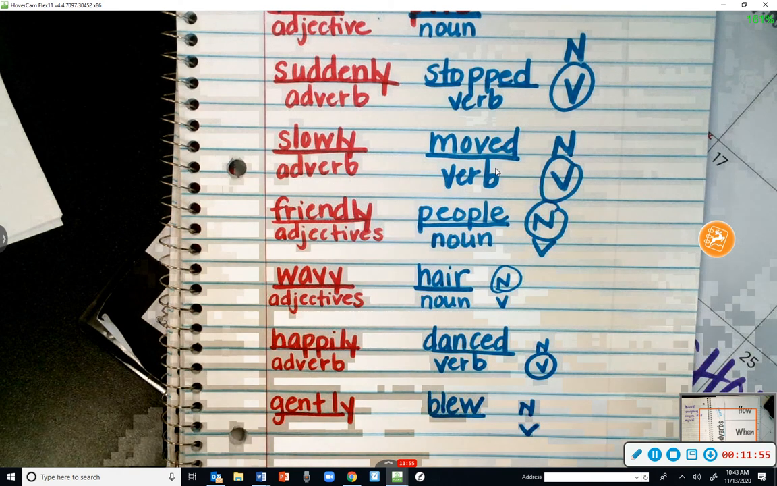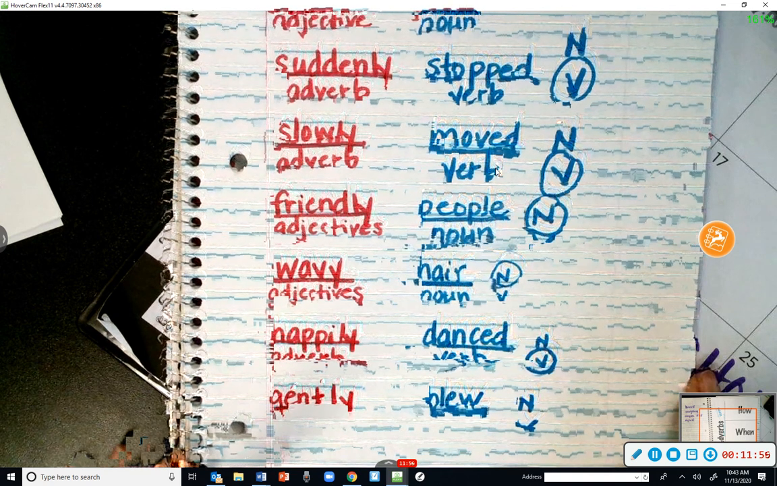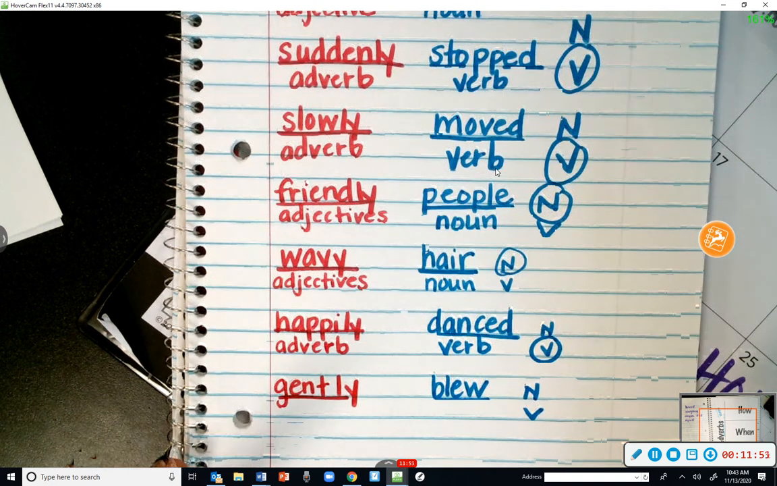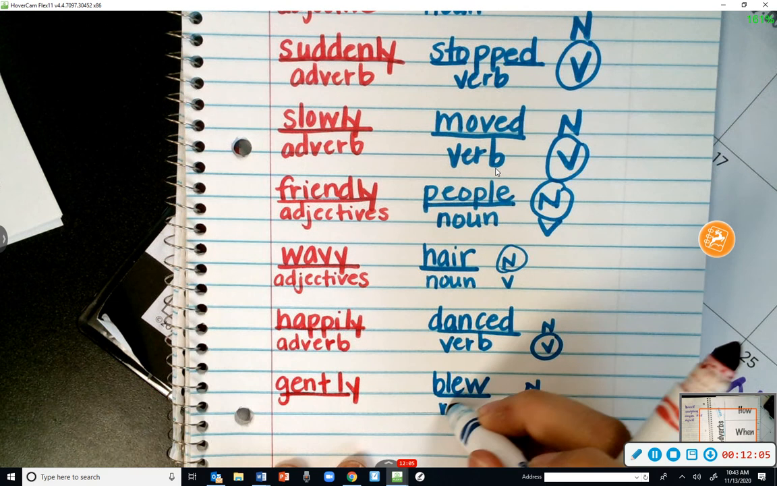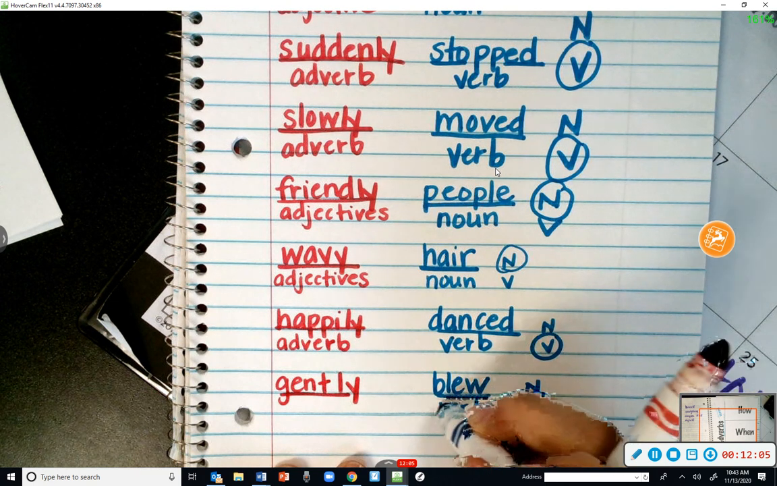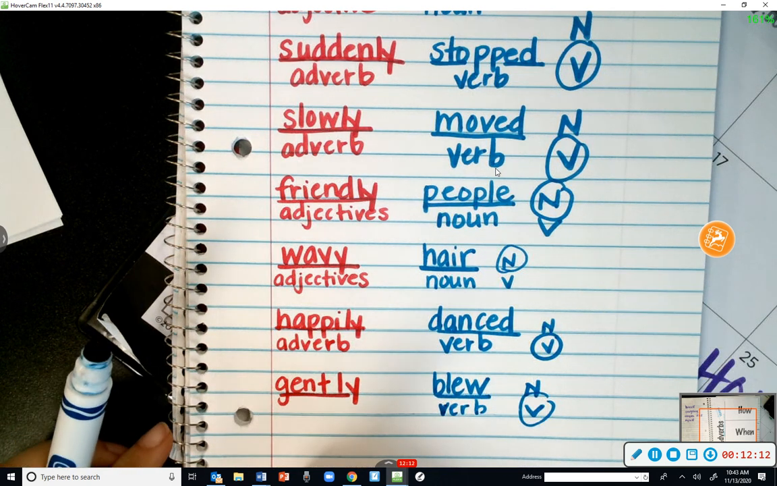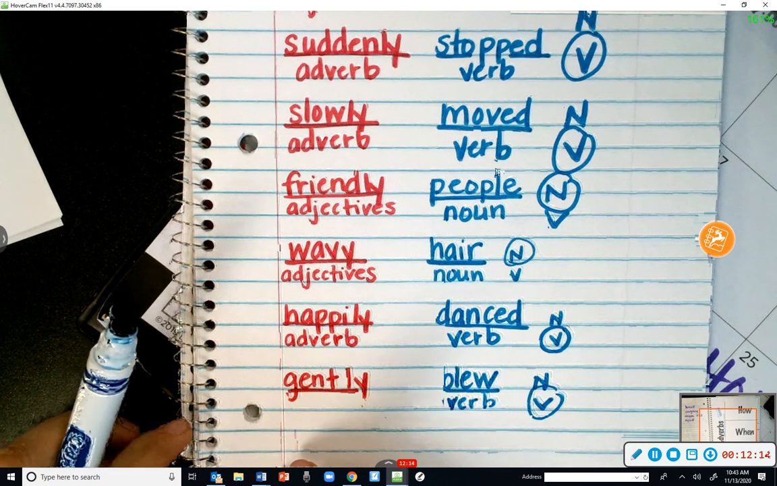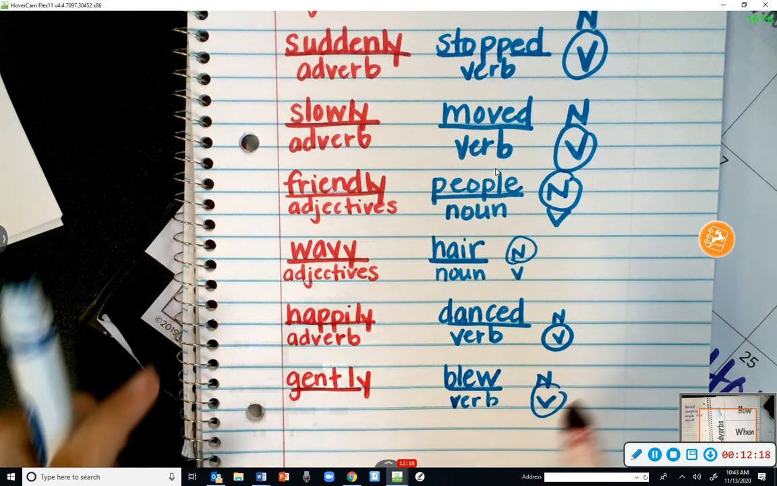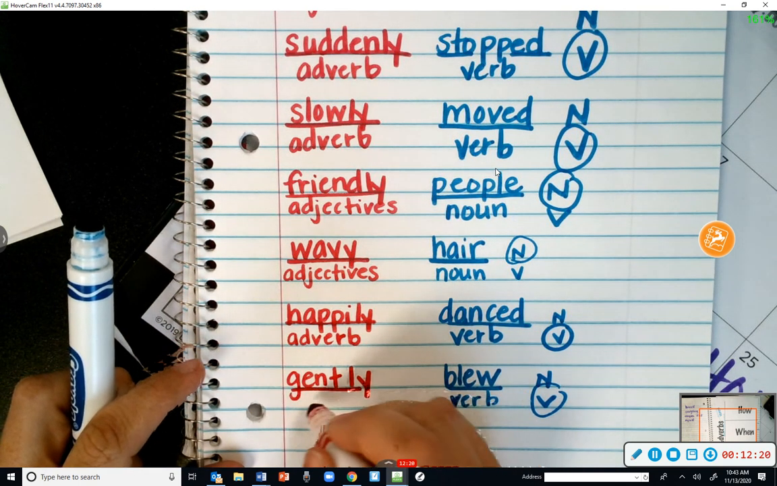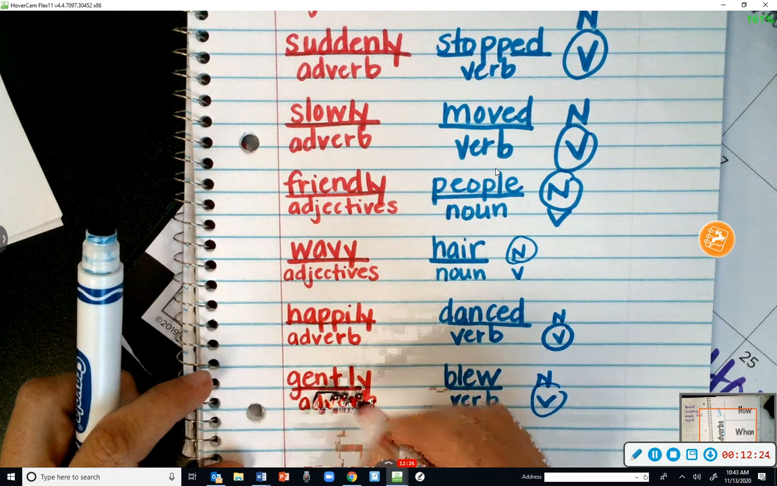Gently blue. Kelsey? Blue would be a verb. Good. That's the past tense of blow, because you can blow something like a bubble. Verb, because you can do it. It's something we can do. And gently would be an adverb. Gently is an adverb because it's describing a verb.